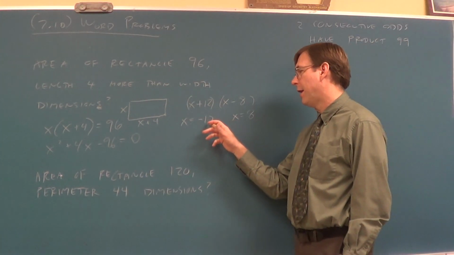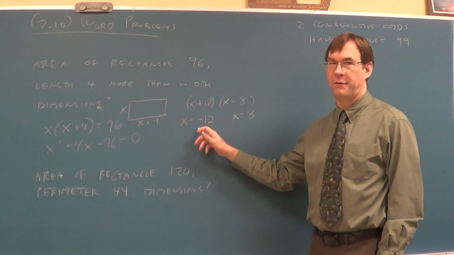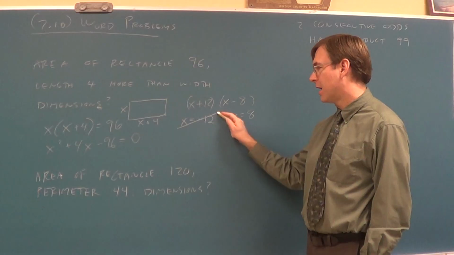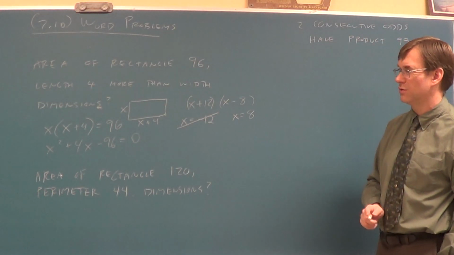Think to our rectangle now. Can the side of a rectangle be negative 12? No, you can't have negative rectangles. So that answer is a throwaway. Most negative answers today will be throwaways.